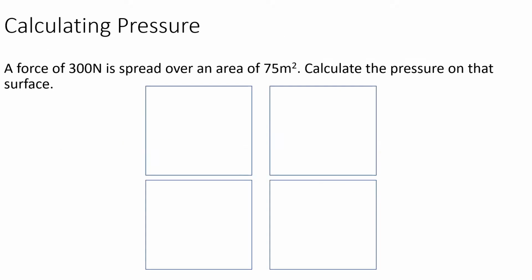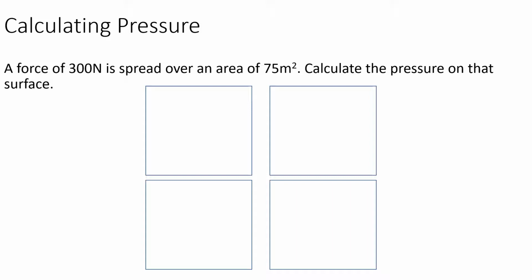Now we're going to apply this equation to a variety of scenarios. These are all written relatively simply, but you need to work out and to understand the process that we need to use every time we use an equation. So a force of 300 newtons is spread over an area of 75 meters squared. Calculate the pressure on that surface.